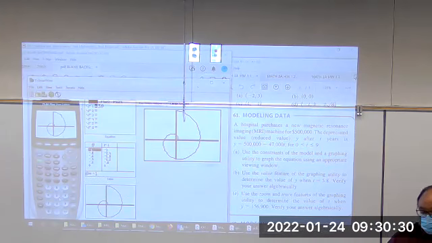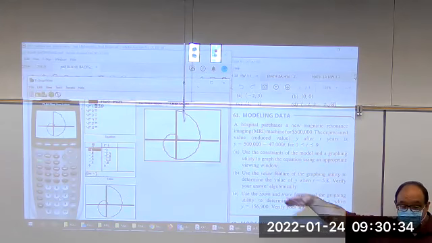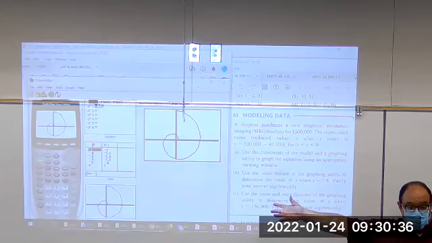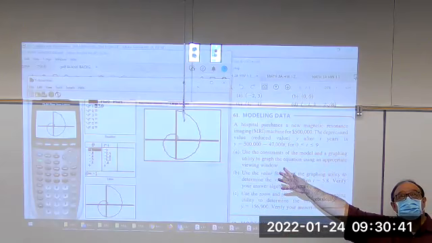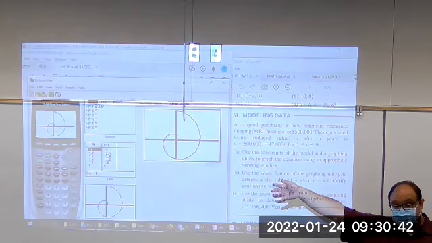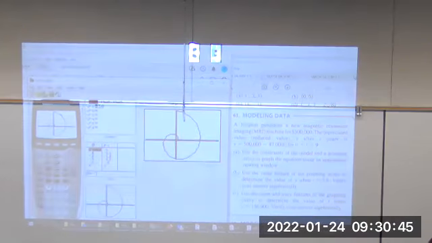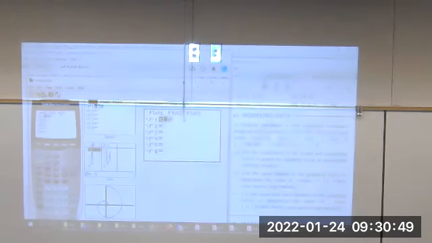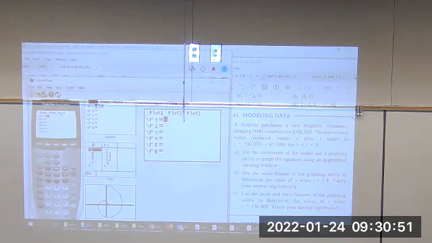But that's what polar can do. You cannot graph something like this if you're in function mode, f of x. Can't do it. Well, you could do it if you're in parametric mode, but it's messy. That's something that we try to cover in trig.